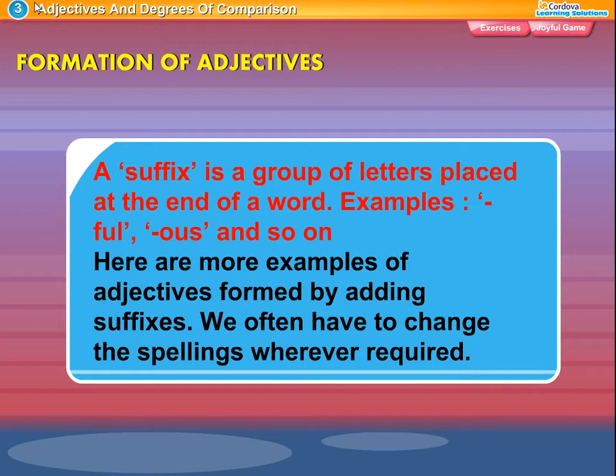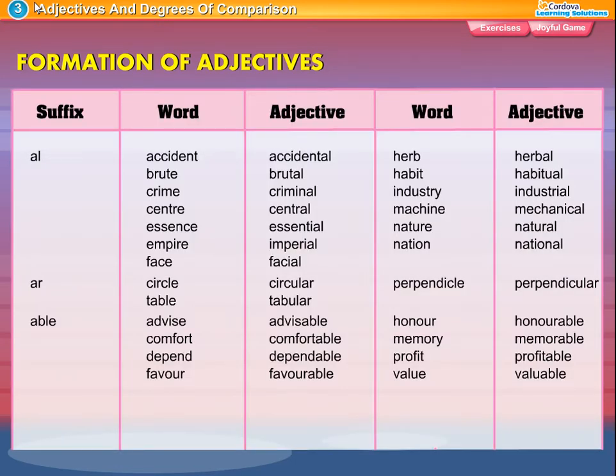Here are more examples of adjectives formed by adding suffixes. We often have to change the spellings wherever required. Suffix, word, adjective. Al: accident, accidental; herb, herbal; brute, brutal; habit, habitual; crime, criminal; industry, industrial; center, central; machine, mechanical; essence, essential; nature, natural; empire, imperial; nation, national; base, basal.